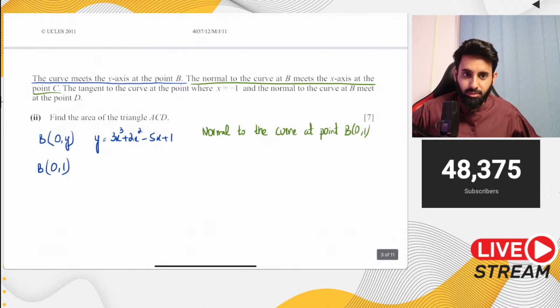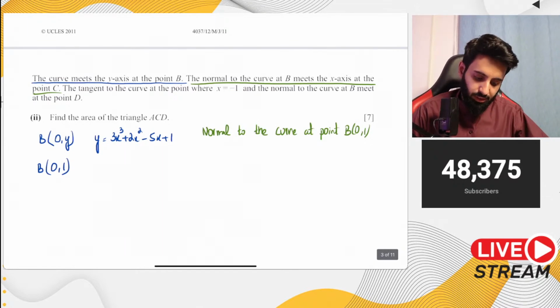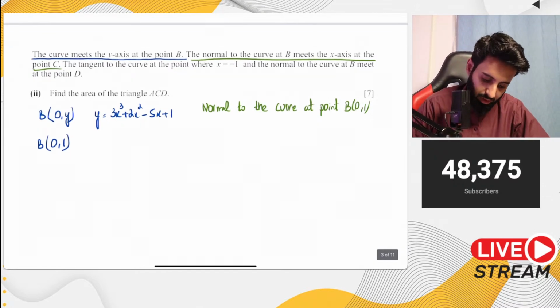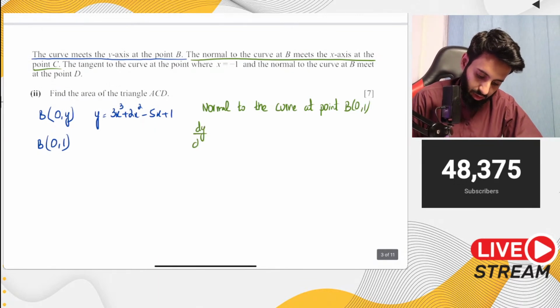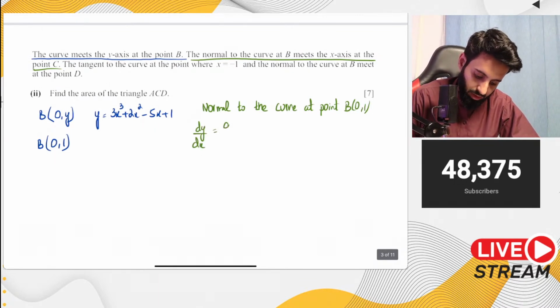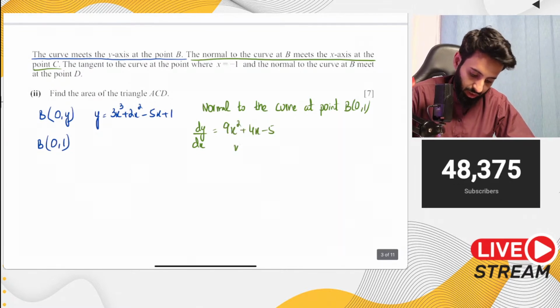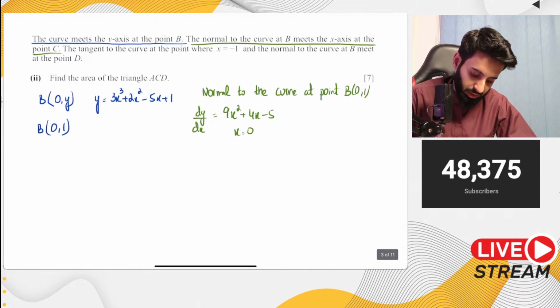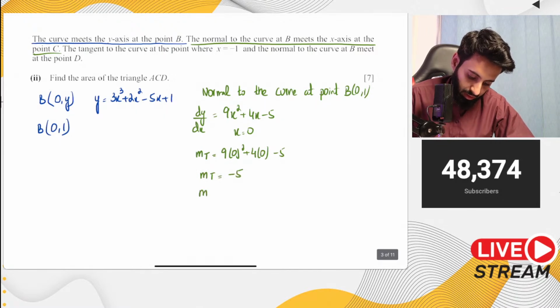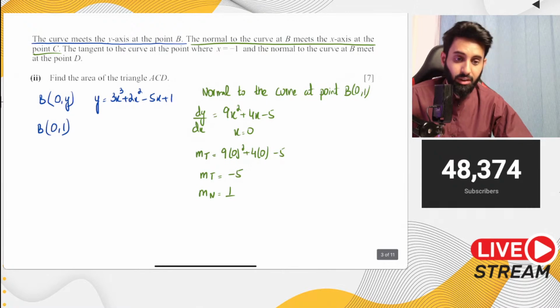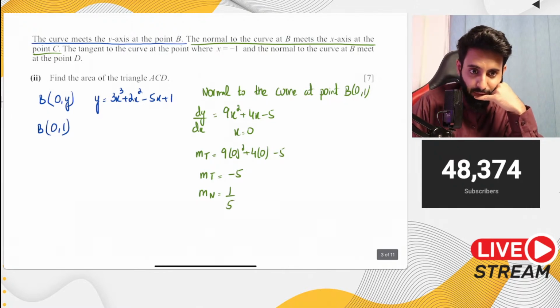Now let's differentiate the equation of the curve. So dy by dx equals 3 into 3, which is 9x squared plus 4x minus 5. So let's plug in x equals 0. If you plug in x equals 0, remember you get the gradient of the tangent. 9 into 0 squared plus 4 into 0 minus 5, and the gradient of the tangent turns out to be minus 5. Since we're finding the equation of the normal, the gradient of the normal is going to be 1 upon 5.